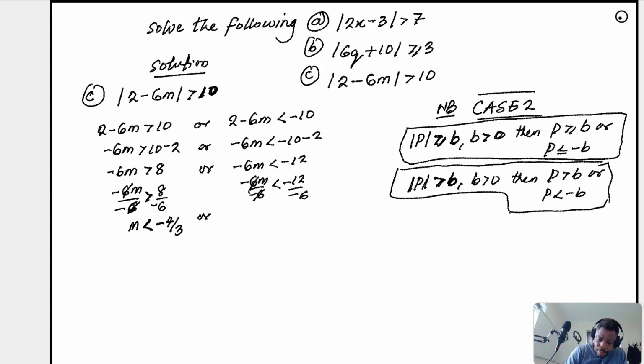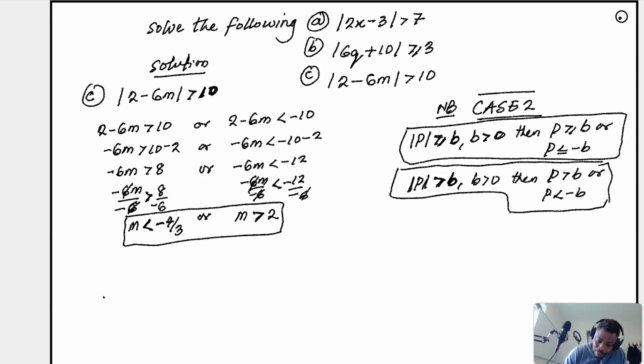Okay. So this will be m. This is less. The inequality sign will change to greater because I'm dividing by a negative number. 6 here 1, 6 here 2. So this is what I have. So this is the inequality solution.